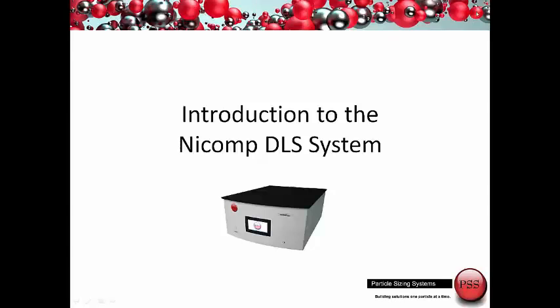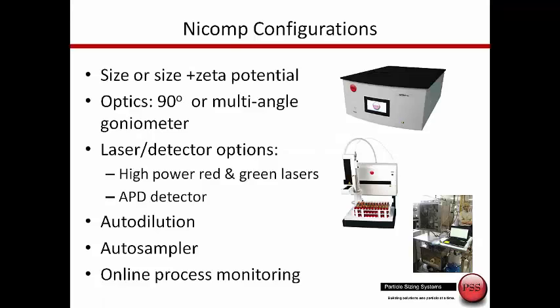Welcome to a short introduction to the Nicomp Dynamic Light Scattering System. We can configure the Nicomp N3000 several ways. It could be configured just for particle size or for particle size and zeta potential. The optics can either be configured as a fixed 90-degree system or multi-angle goniometer, where we could measure the light scattering at essentially any angle.